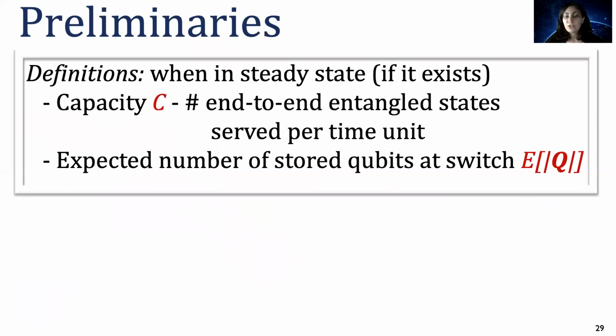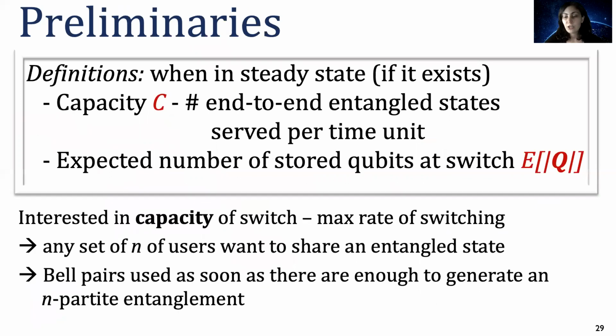If the system we have just described is in steady state, then we define its capacity C to be the number of end-to-end entangled states generated per time unit. We denote the number of stored qubits at the switch with E[Q]. Since we're interested in the capacity of the switch, which is the maximum rate of entanglement switching, we must assume that any set of end users wish to share an entangled state, as an arbitrary switching policy would likely fall below the capacity of the system.